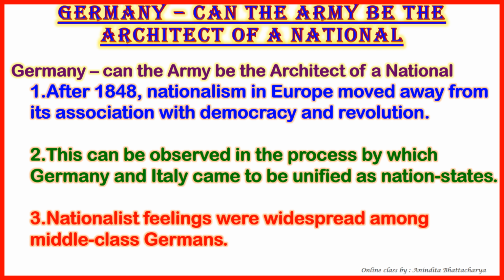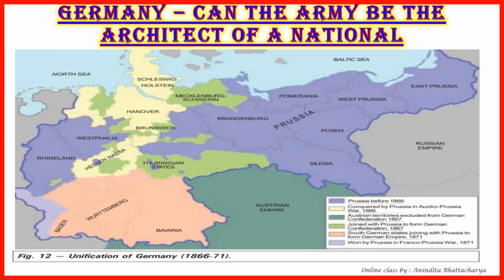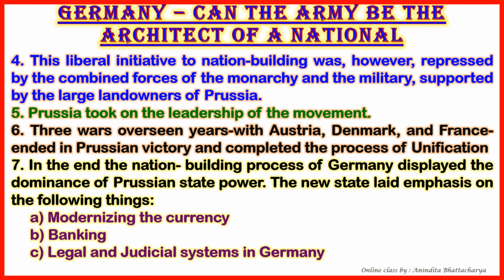Nationalist feelings were widespread among middle class Germans, but remember this liberal initiative to nation building was repressed by the combined forces of the monarchy and the military, also supported by the large landowners of Prussia. Prussia took on the leadership of this movement. Three wars over seven years with Austria, Denmark and France ended in Prussian victory and completed the process of unification. In the end, the nation building process of Germany displayed the dominance of Prussian state power.